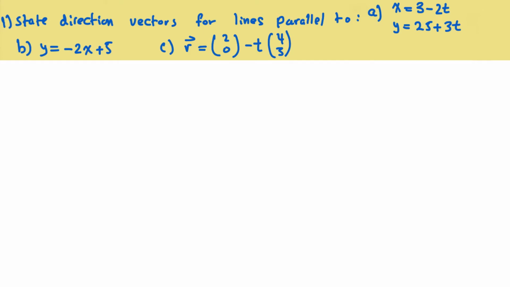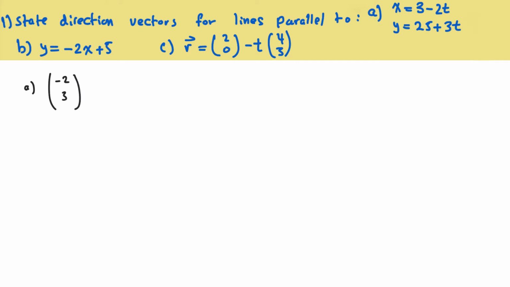In parametric form of equation for the line, the direction vector is the coefficient of t. So in the x direction, the coefficient of t is -2. In the y direction, it is 3. So the answer for A is going to be vector -2 and 3.